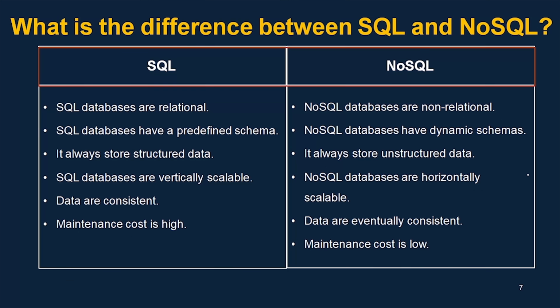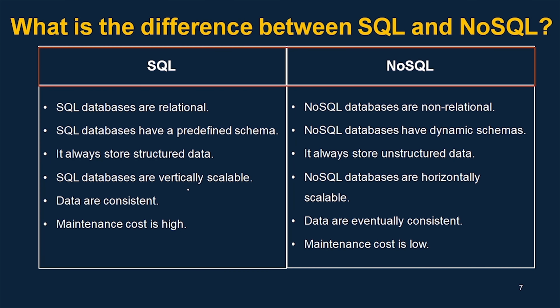What is the difference between SQL and NoSQL? SQL databases are relational, NoSQL databases are non-relational. SQL databases have a predefined schema. NoSQL databases have a dynamic schema. SQL always stores structured data. NoSQL always stores unstructured or semi-structured data.